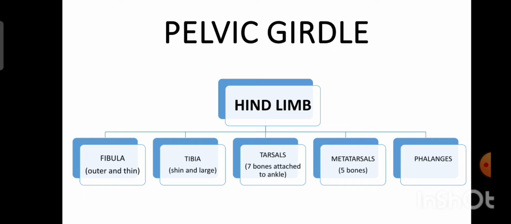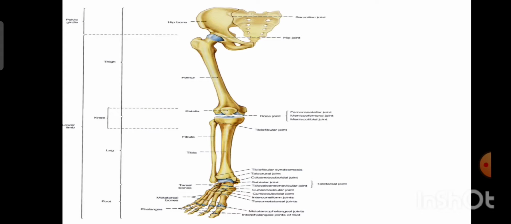Metatarsals consist of 5 bones which articulate with the tarsals and phalanges to form the sole of the foot. Phalanges are small bones which make up the toes. Each toe of the foot possesses 3 phalanges except the big toe, which comprises 2 phalanges. Here a diagram is shown. So that's all about the topic.